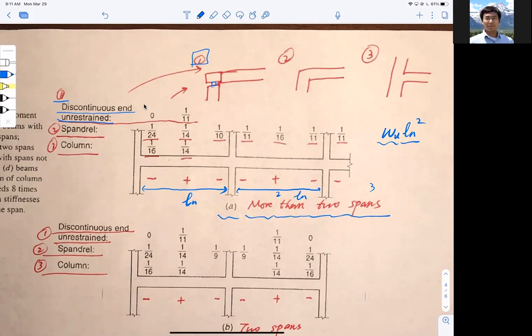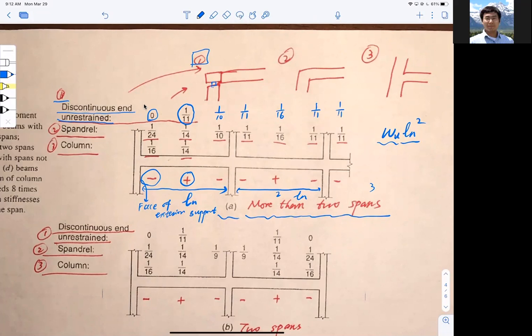For number 1, at the face of the exterior support, these are negative bending moments, folks. So there's a negative sign in front of it. The first bending moment here is 0, and the middle span will be positive, so it's 1 over 11. And the rest of it: minus 1 over 10, minus 1 over 11, positive 1 over 16, minus 1 over 11, minus 1 over 11.